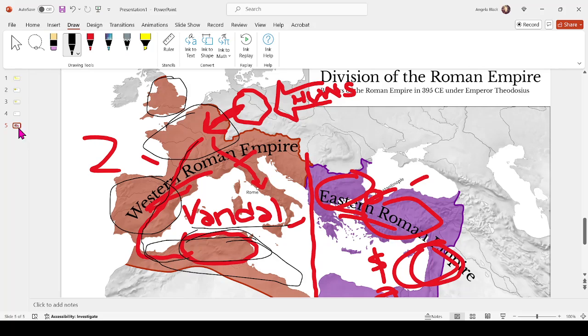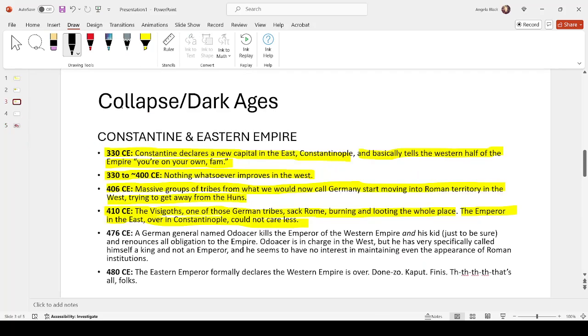So anyway, in 476, it's all winding down by the mid to late 5th century. In 476, a German general named Odoacer, weird name, right? Odoacer. A German general named Odoacer kills the emperor of the Western Empire and his kid, just to be sure, and renounces all obligation to the empire. Odoacer is in charge of the West, but he has very specifically called himself a king and not an emperor, and he seems to have no interest in maintaining even the appearance of Roman institutions.